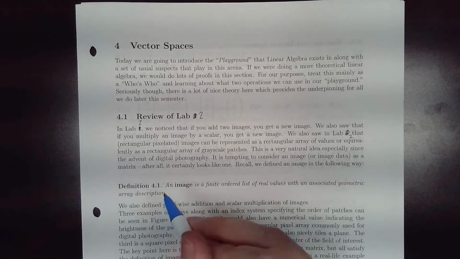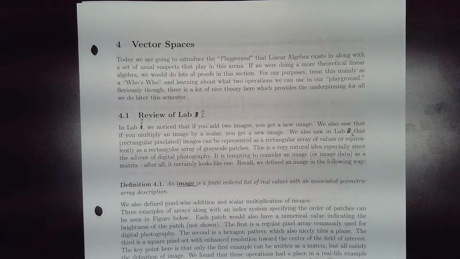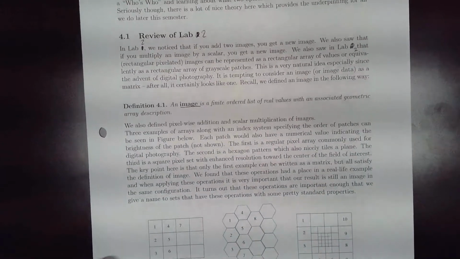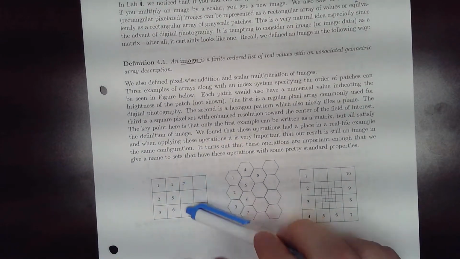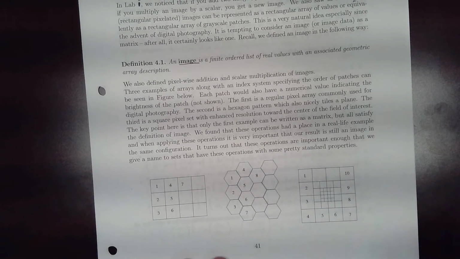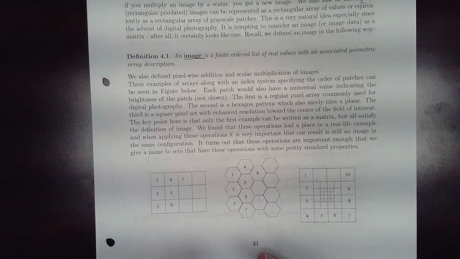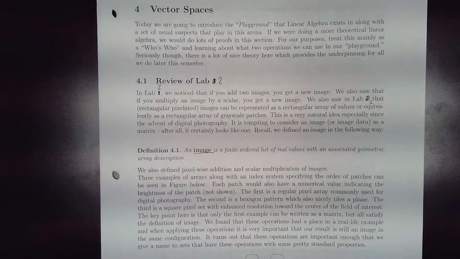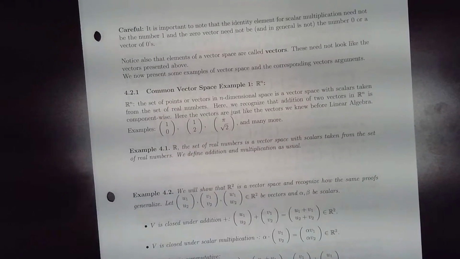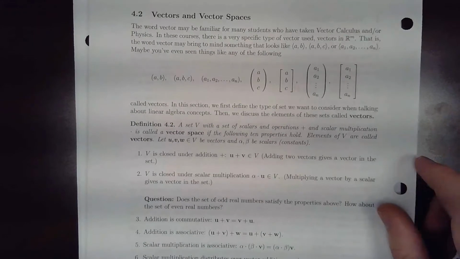So remember, an image is a finite ordered list of real values with some sort of geometric array description. If we're looking at these images, we have an ordering to the way that we discuss that information, and we can add them and multiply them by scalars. Those are things that we're able to do, and there are some nice properties we get from that. So let's move on to a more formal definition for vector spaces.